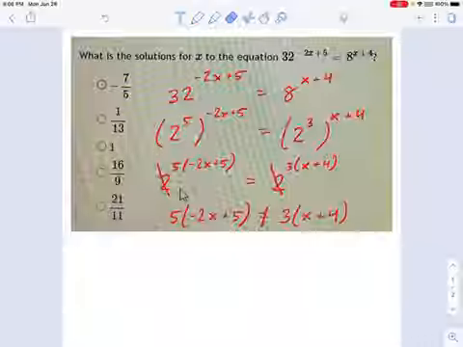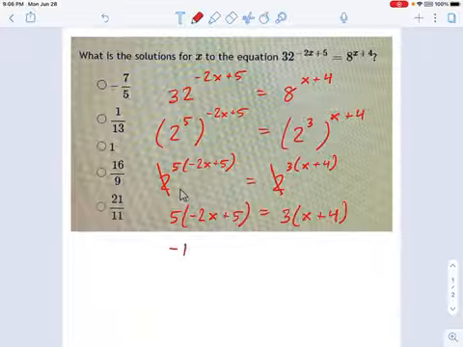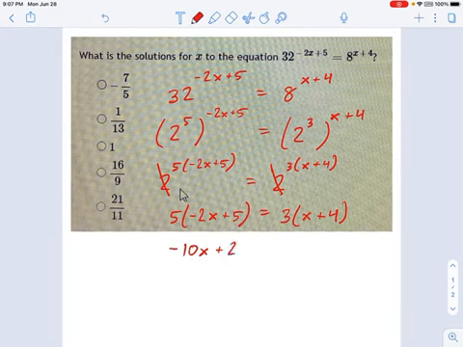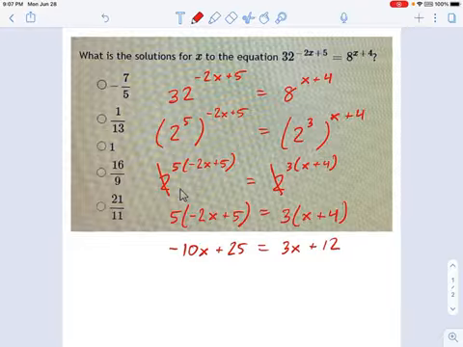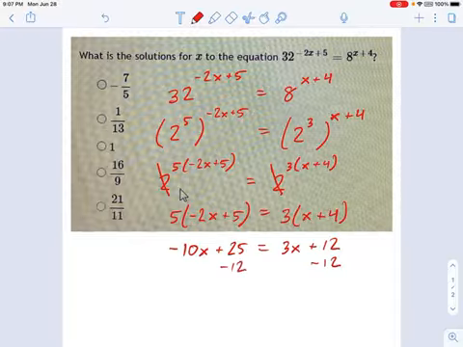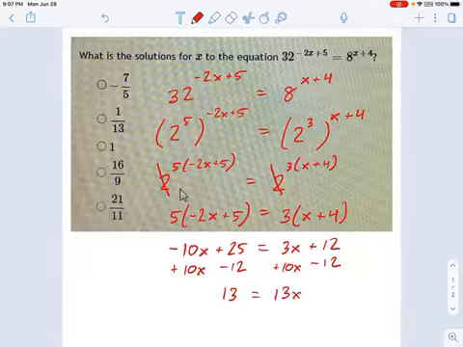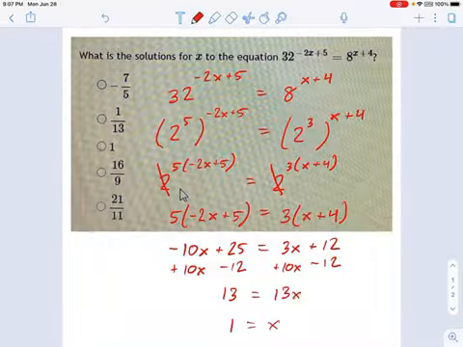So now, what have we got here? We've just got a simple linear equation. We can solve this one. This becomes negative 10x plus 25 on the left and 3x plus 12 on the right. And now you just rearrange until you get all the numbers on one side and all the x's on the other. So I'm going to add 10x to each side, and I'm going to subtract 12 from each side. That gets me 13 on the left and 13x on the right. Look at this. x equals 1.